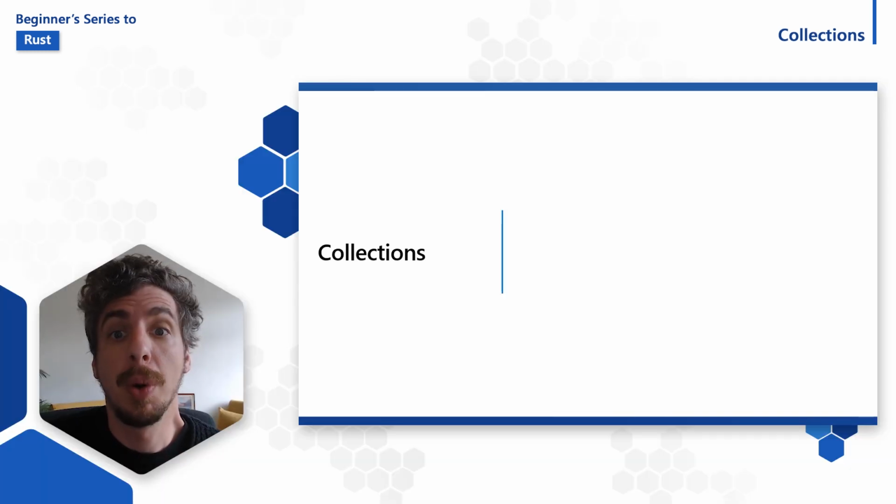Rust offers a rich variety of collection types that provide a way to store and retrieve data in an efficient and safe manner. Let's explore some of Rust's collection types. Rust collections all have different characteristics when it comes to use and performance.